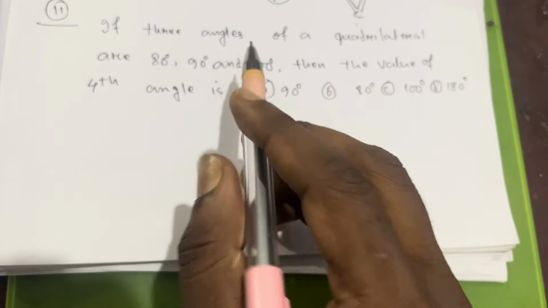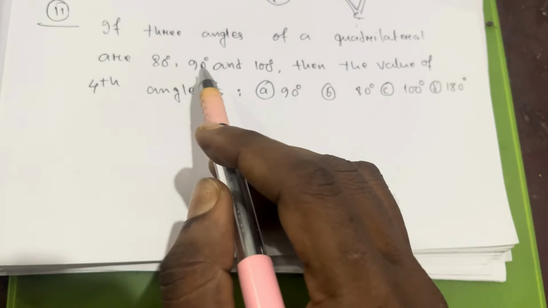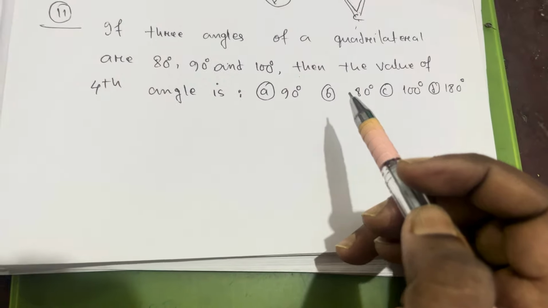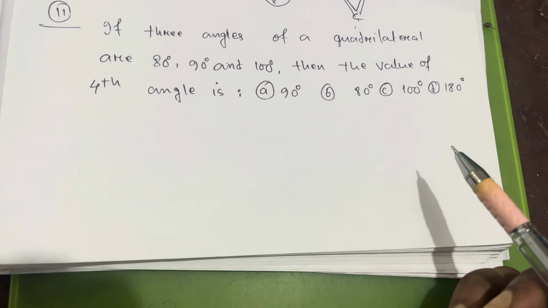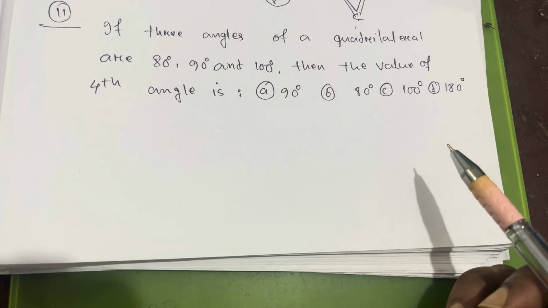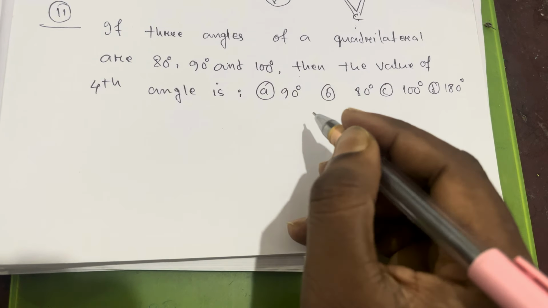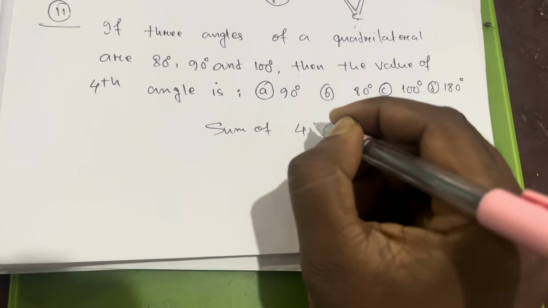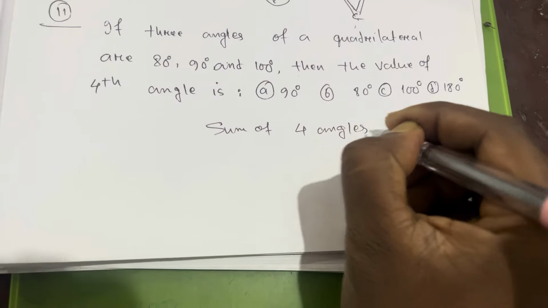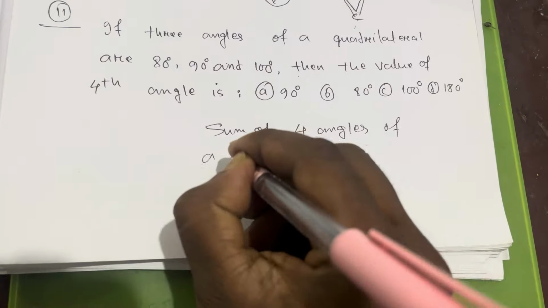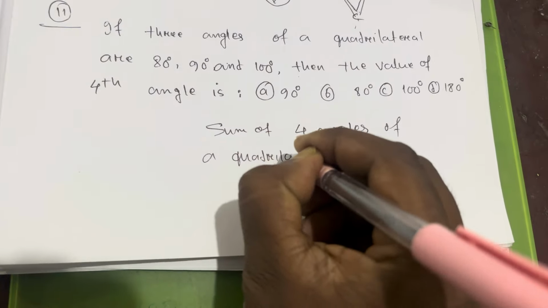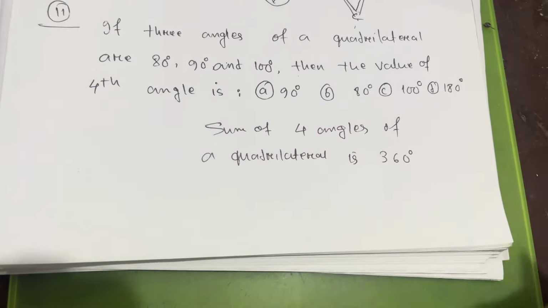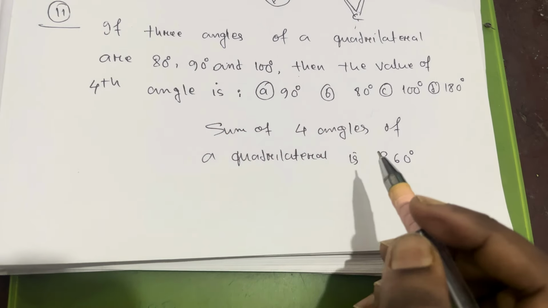Question number 11. If three angles of a quadrilateral are 80, 90 and 100, then the value of the fourth angle will be what? 90 degree, 80 degree, 100 degree or 180 degree. So this is very simple. As you know, the sum of four angles of a quadrilateral is what? 360.